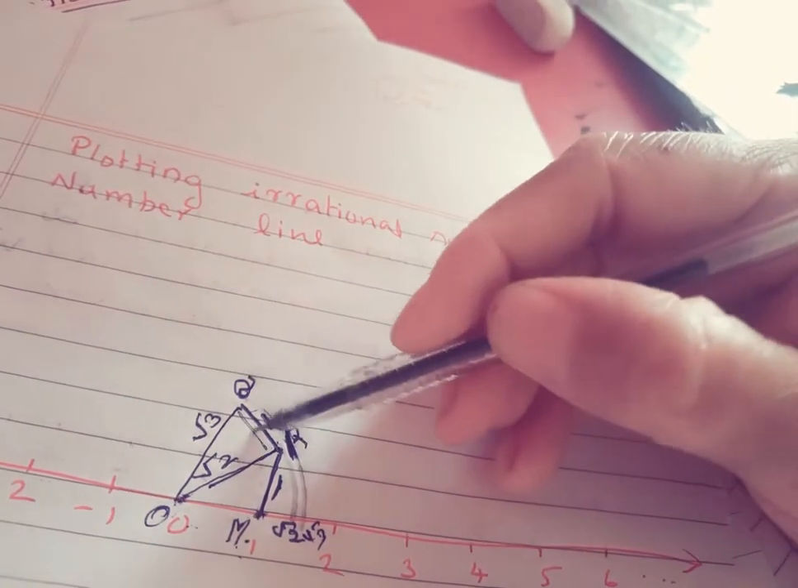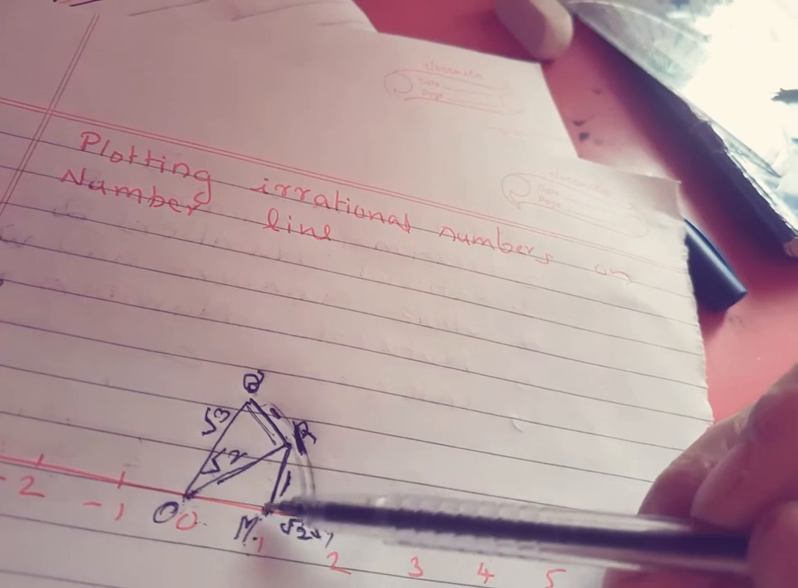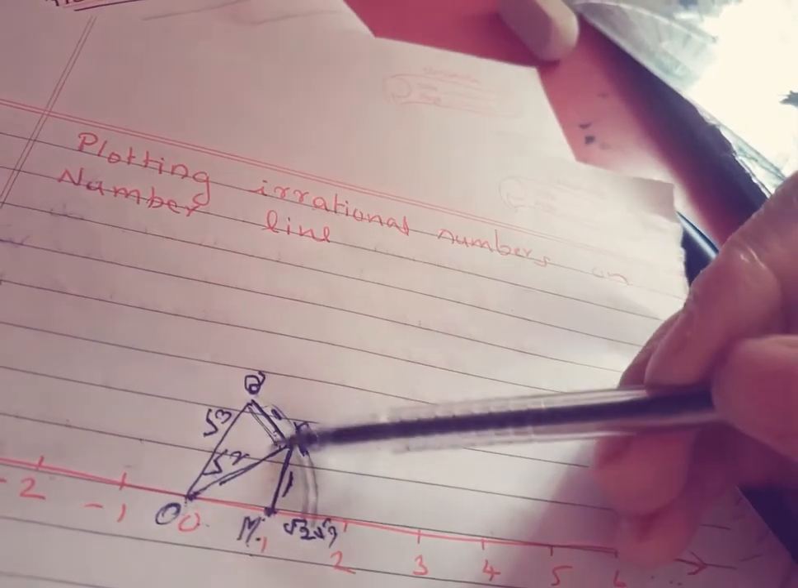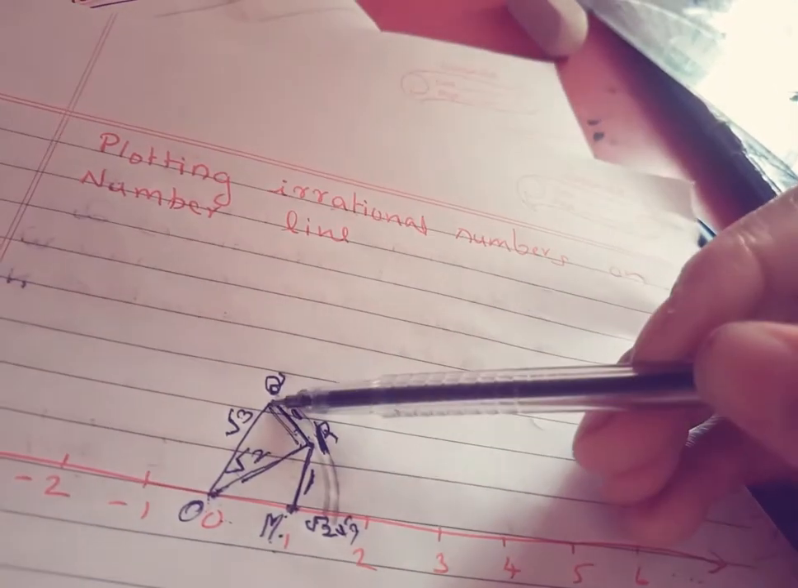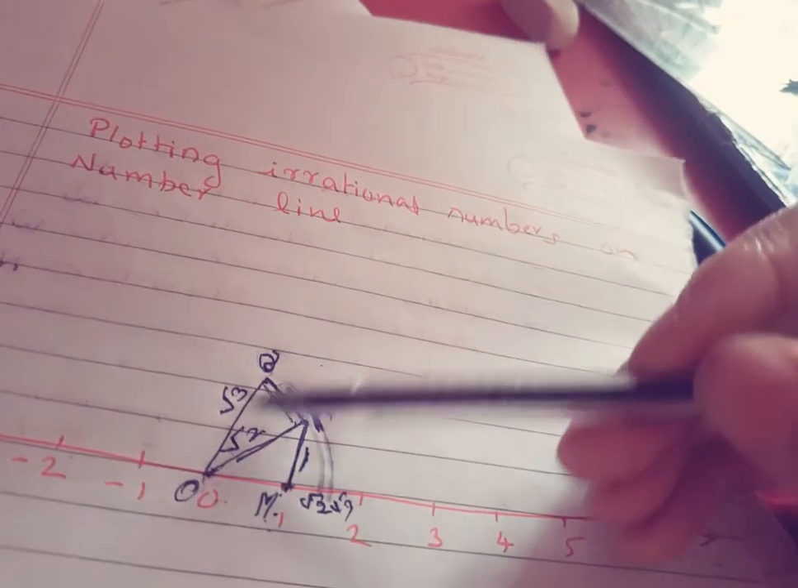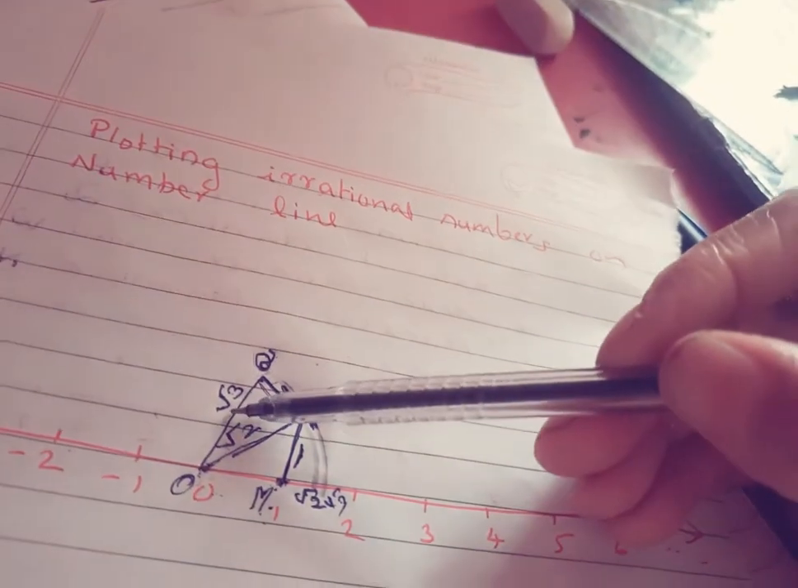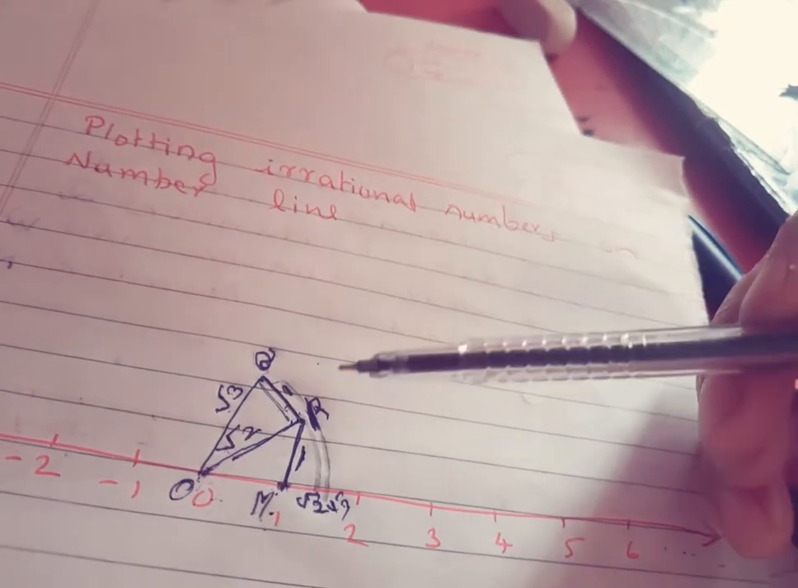OP, you are making perpendicular, not to OM. Make the perpendicular to OP with 1 centimeter distance. Mark that point Q and join OQ. That distance will be root 3.